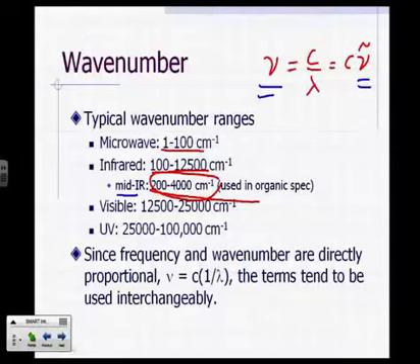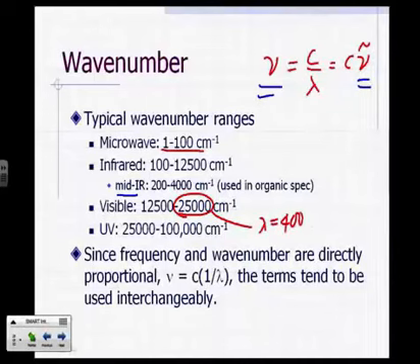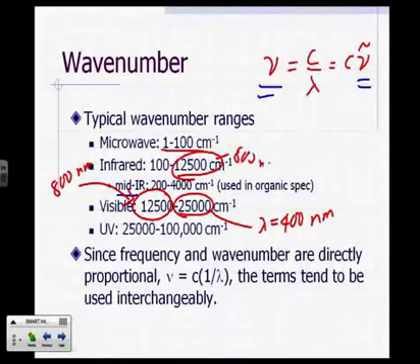Now, the visible range, you're already familiar with that. You know that's somewhere between 400 and 800 nanometers. A lambda of 400 nanometers corresponds to 25,000 reciprocal centimeters, and 12,500 reciprocal centimeters is 800 nanometers. So you can see your infrared starts off at around 800 nanometers and then goes to longer wavelengths. Those are very easy numbers to remember.